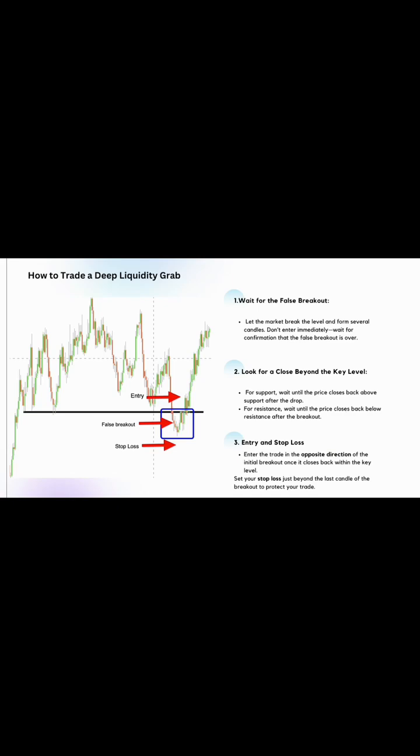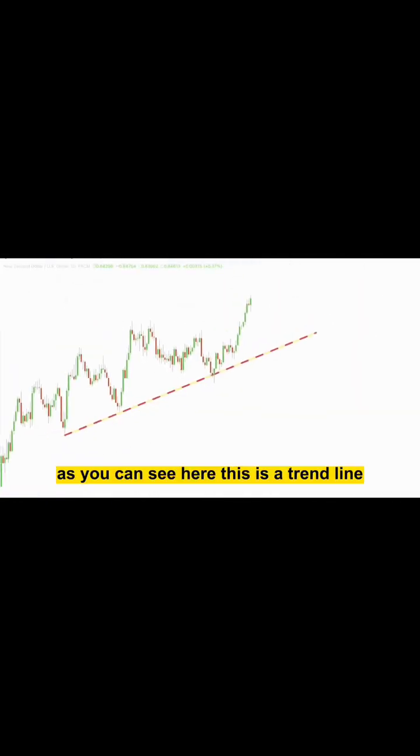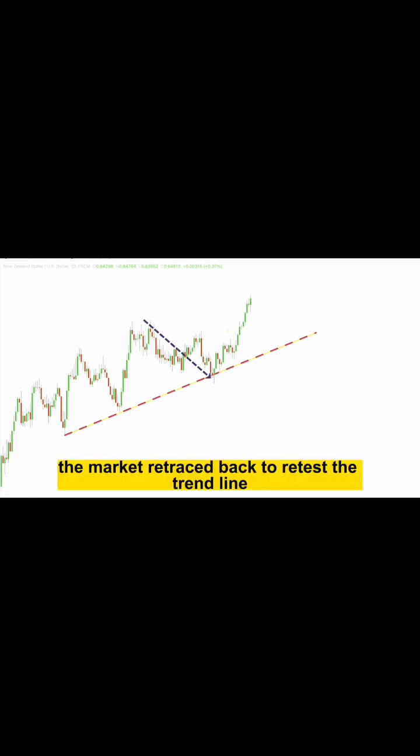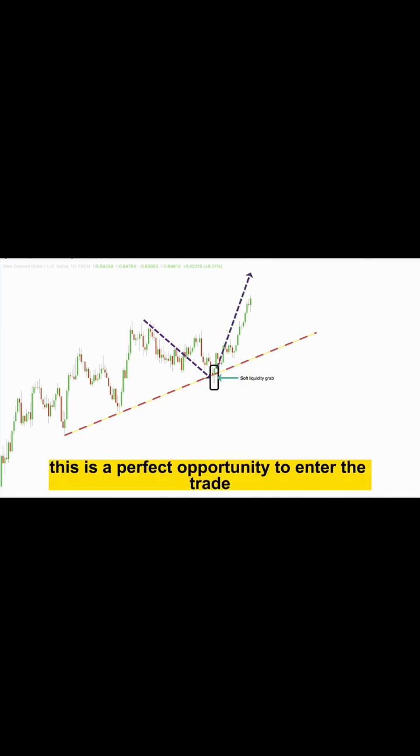Now that you understand how to spot liquidity grabs, both soft and deep on support and resistance, you can apply the same concept to other zones where institutions create liquidity grabs. Let me show you how this works. As you can see here, this is a trend line. The market retraced back to retest the trend line. But what happened? Institutions performed a soft liquidity grab, forming a nice pin bar. This is a perfect opportunity to enter the trade, as the price is likely to reverse upward after the grab.